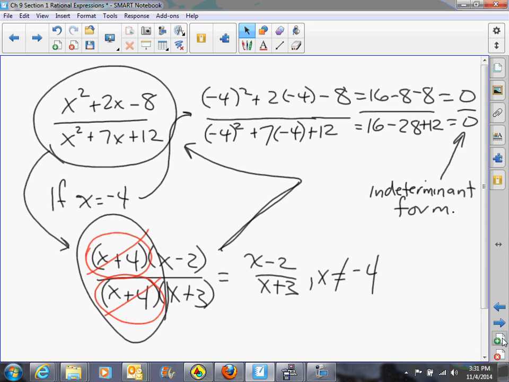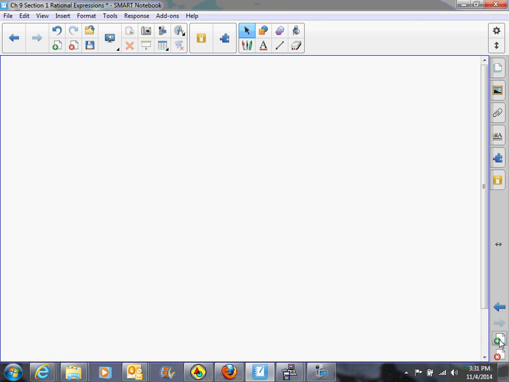In other words, anything that makes a factor that you've canceled out 0 must be excluded from the domain. All right, now, the next thing that I need to talk to you about is, if you think about this, x minus 1 over x minus 1 is equal to 1, except, of course, when x is 1. But so any number over itself is 1.